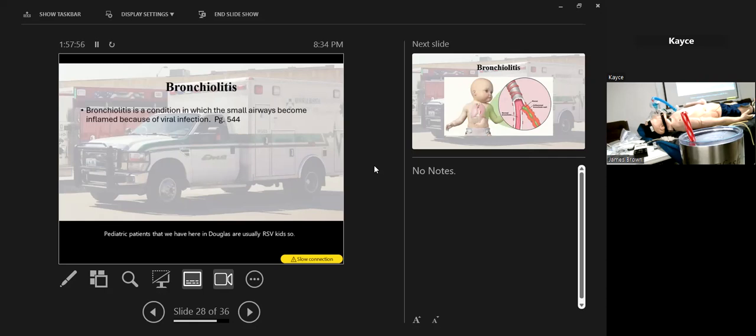You suction the mucus out of the nose. Everybody know what a bulb syringe looks like? That teardrop shape. That's it. All right.